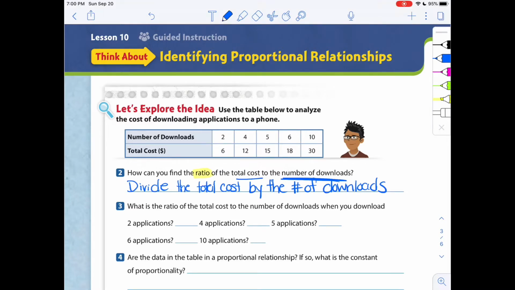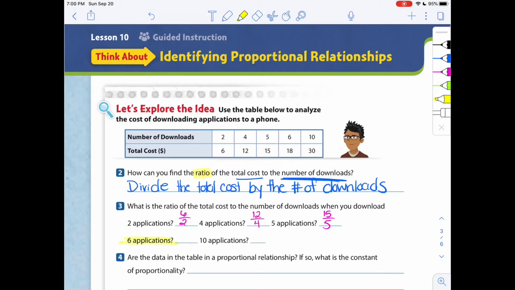So let's look at that. What is the ratio of the total cost to the number of downloads when you download 2 applications? So the total cost for 2 applications is $6 to 2 applications. Well, what about 4 applications? The total cost for 4 applications is $12 to 4 applications. 5 apps is $15 to 5 applications. Remember, we're getting all of this information from the table above.